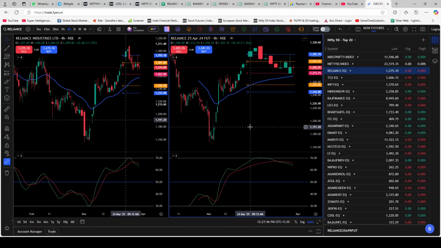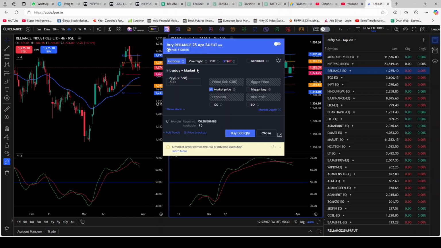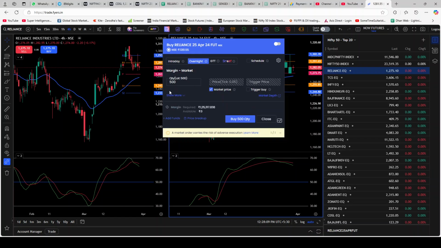If I wanted to buy Reliance with limited cash, I'm pretty much handicapped, so I can't buy too much. I can't even carry 500 shares. Suppose I don't have 6 lakh rupees capital, for example. I can't even buy 500 shares and carry it for the next 4 days. But in futures, I can do that. I can click on buy and I can overnight carry 500 shares.